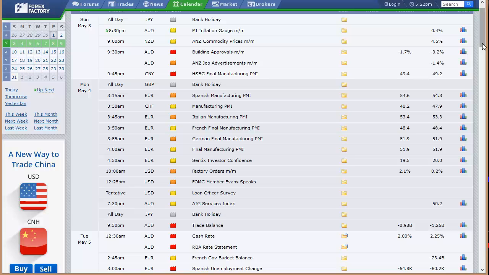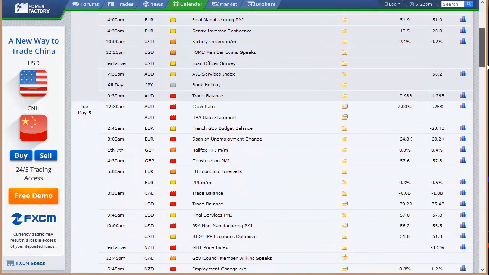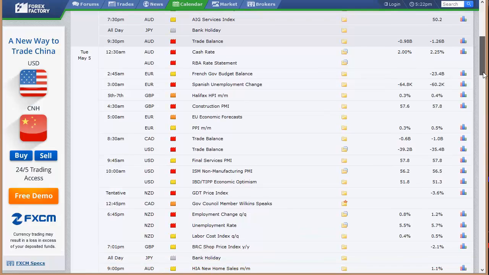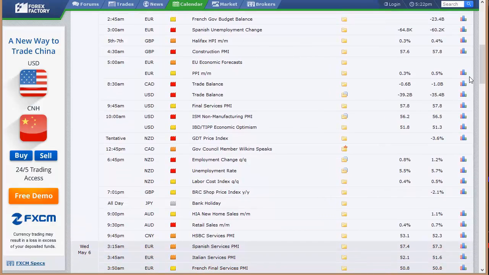Spanish manufacturing PMI, Switzerland's manufacturing PMI, same with Italy and France and Germany and the European one. Sentix investor confidence, U.S. factory orders in the morning, Fed member speaking, and then we've got the AIG services index out of Australia. Japan has a bank holiday also on Tuesday. We get a rate announcement and trade balance out of Australia. Spanish unemployment rate out of Europe going into Tuesday morning here in the U.S. PPI out of Europe, U.S. trade balance and Canadian trade balance. That's one of our big three, the U.S. number there, so we'll be half size ahead of that as well. So the first 2 days of the week, half size.